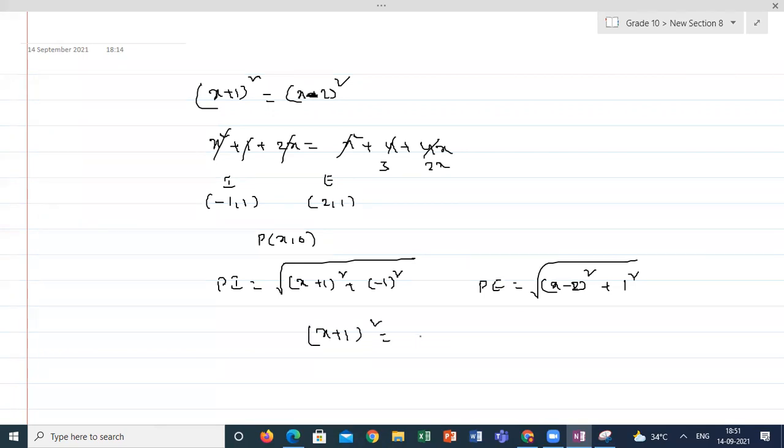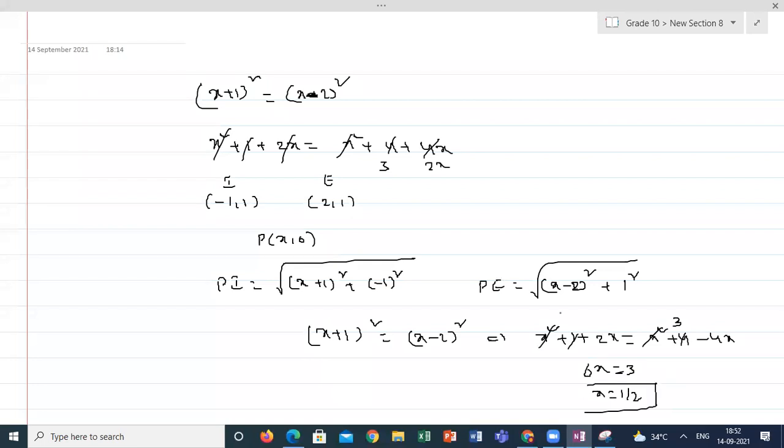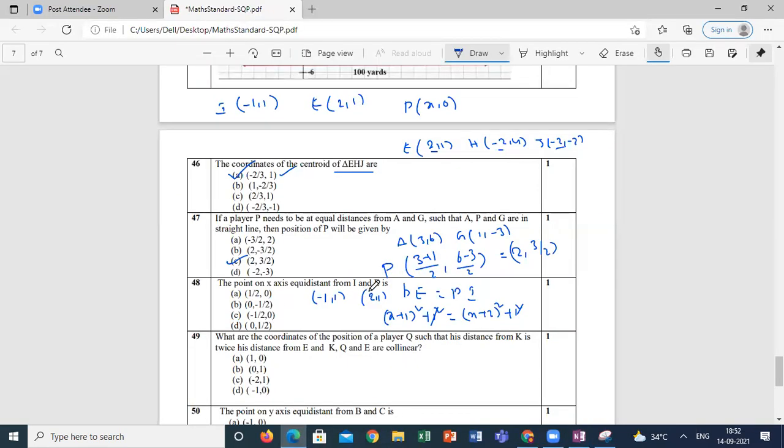(x + 1)² will be equal to (x - 2)². So from here we are going to solve. x² + 1 + 2x is equal to x² + 4 - 4x. x² cancel. This is 3. 6x is equal to 3. x is equal to 1/2. So my answer is (1/2, 0) is the point P, which is equidistant from I and E. So (1/2, 0), option A.